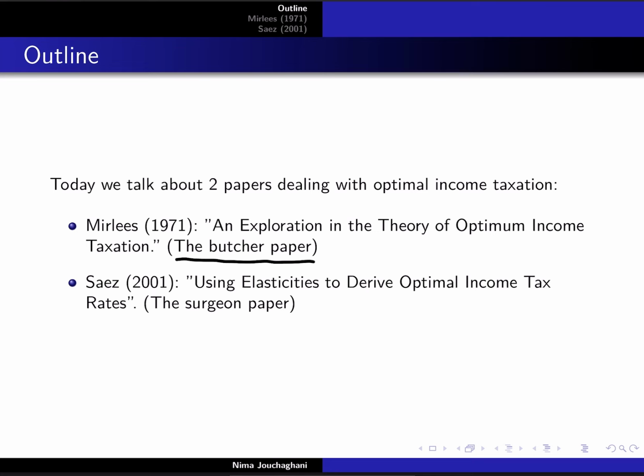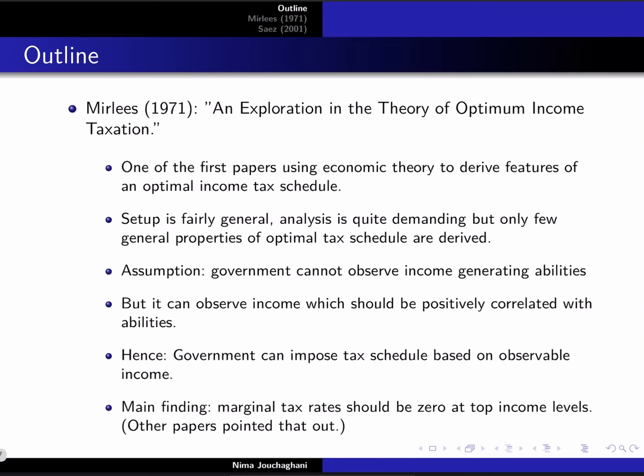And the second paper that we will talk about is from Science in 2001, which is related to the paper, and the name is Using Elasticities to Derive Optimal Income Tax Rates. I call this the surgeon paper because it takes kind of a finer approach and it's not as messy as the Mirlees paper, even though I'm not judging here and saying that the Mirlees paper is a bad paper. I'm just saying that it's very, very complicated and demanding. Okay, so we'll start with the Mirlees paper.